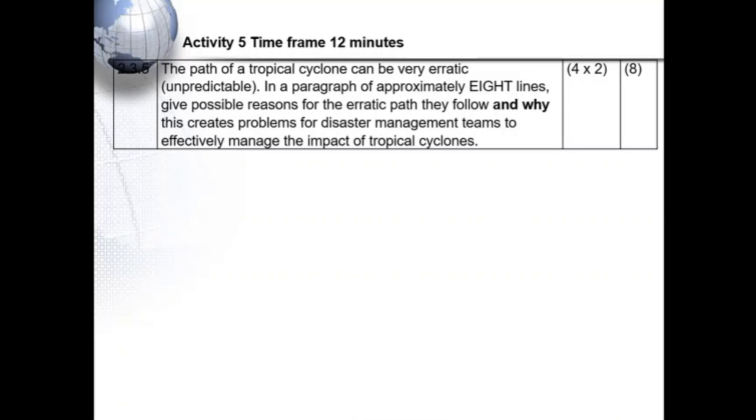So, you can say the water temperature differs as the tropical cyclone moves over the ocean. The water temperature differs as it goes along. Okay, so heating and cooling will always happen. Also, the direction of the wind might change a little bit from day to day, and that also influences the path. Okay, and then as it reaches the land mass, there's lots of friction to it, and that can also cause it to change a little bit on its path.